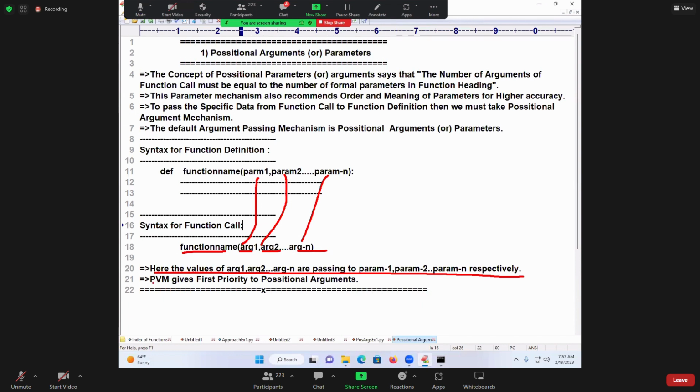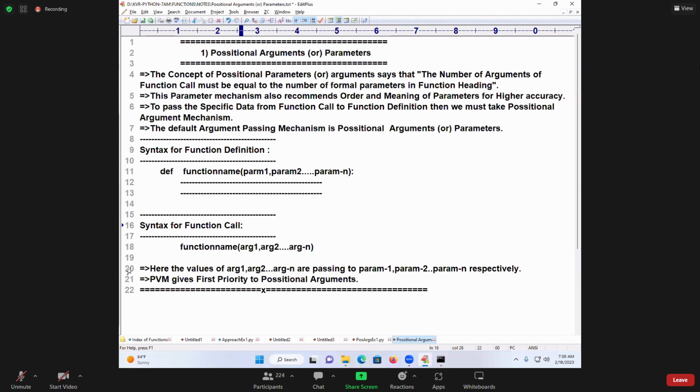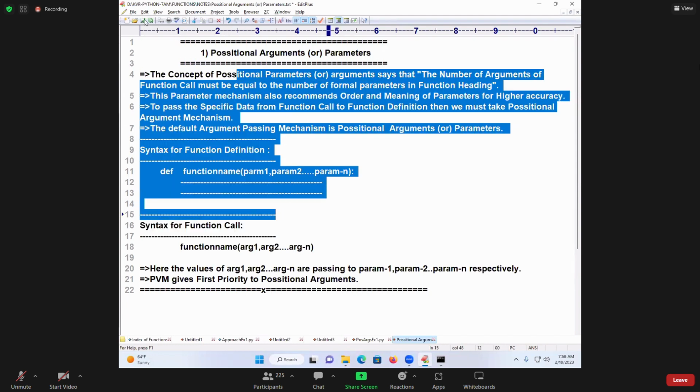PVM gives first priority always to whom? Always remember, PVM gives the first preference to positional arguments, because the first invention took place there. Okay? Keep in mind. Online students, did you understand this example? Did you understand this concept first of all?